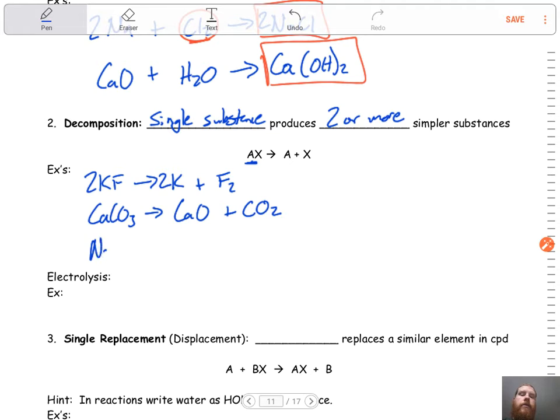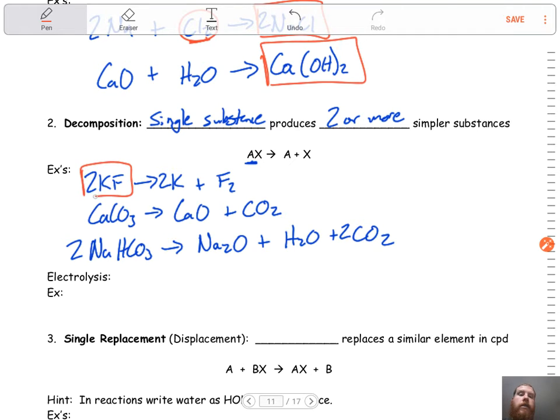Another example, sodium hydrogen carbonate breaking down into sodium oxide plus water plus carbon dioxide. I want you to pause the video, go through, and balance this equation right now. To balance it, it would be 2 sodium hydrogen carbonates and then 2 carbon dioxides. Every single one of these is the same. They may look different. One may look more complex than the other guys, but notice they all start with one reactant and then they form multiple pieces over there on the right.